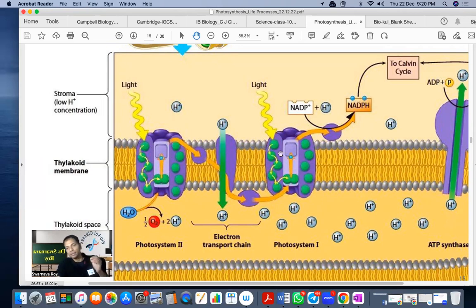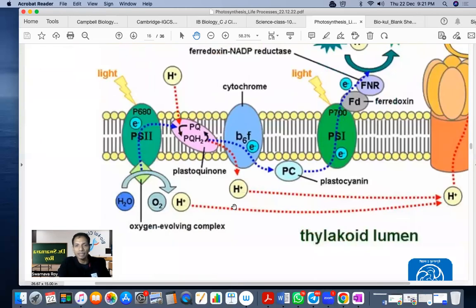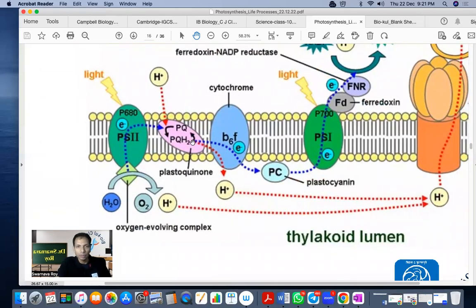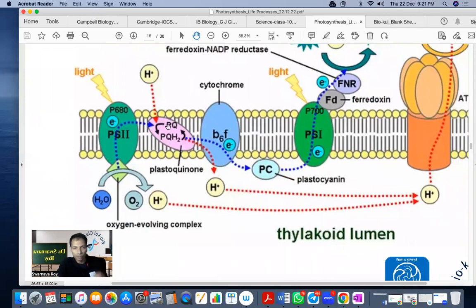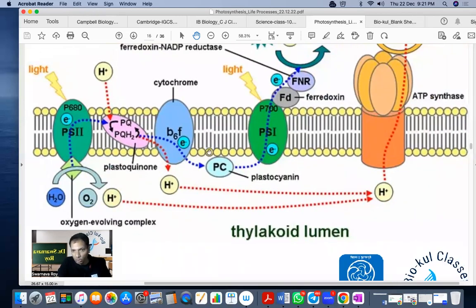As I said, these photosystems are packed with pigment molecules: xanthophyll, carotene, chlorophyll A, chlorophyll B. There are also a bunch of electron carriers embedded in the thylakoid membrane. This is one electron carrier, here is another, and they have different names. In this picture we can see PQ, or plastoquinone, a type of electron carrier. Then we have another electron carrier called cytochrome b6f, and a mobile electron carrier called plastocyanin.